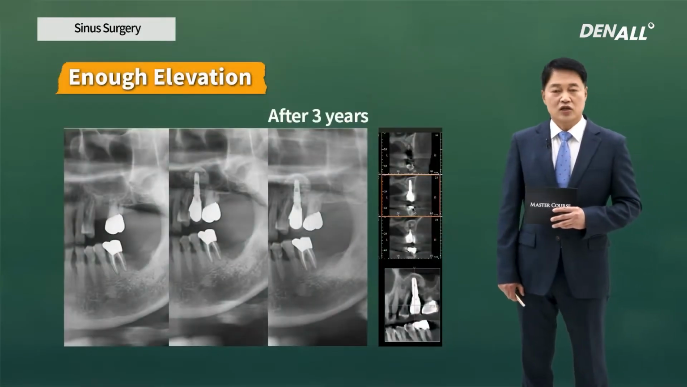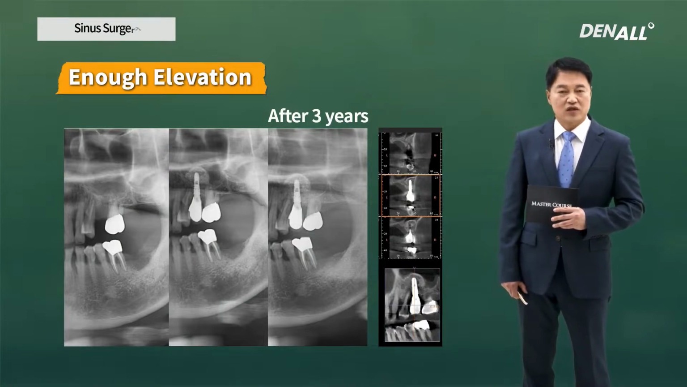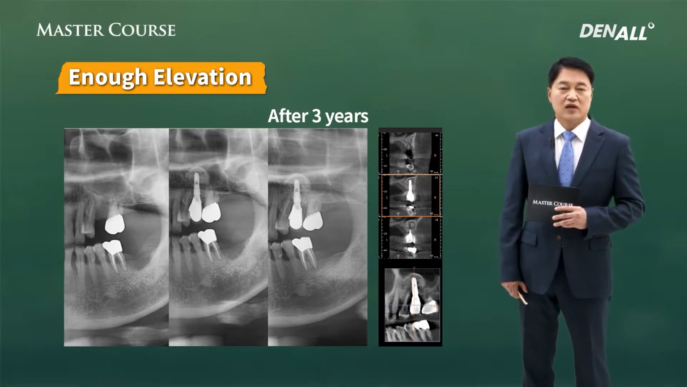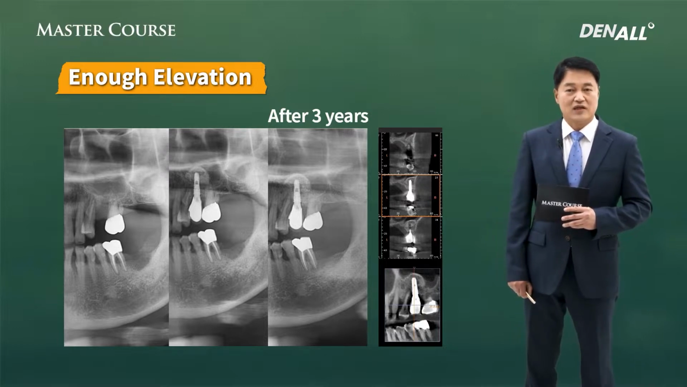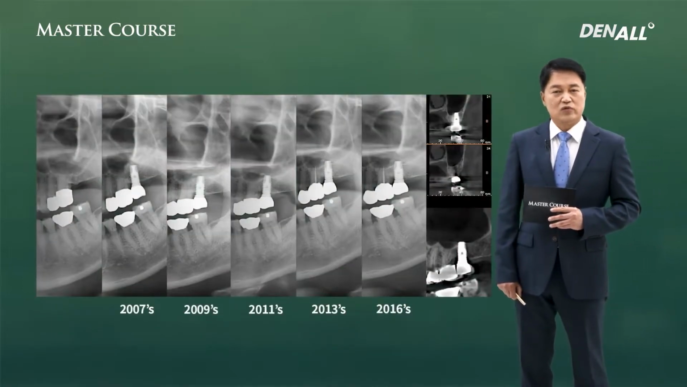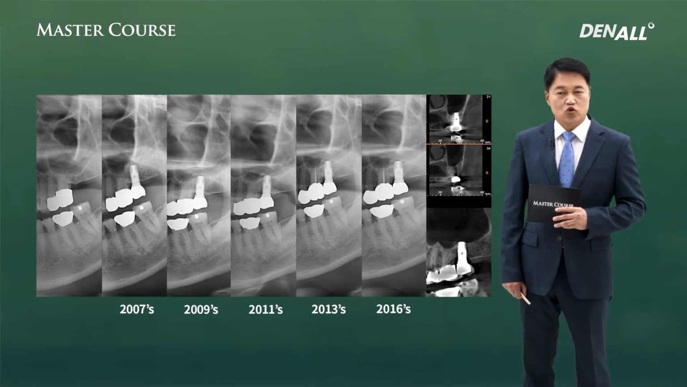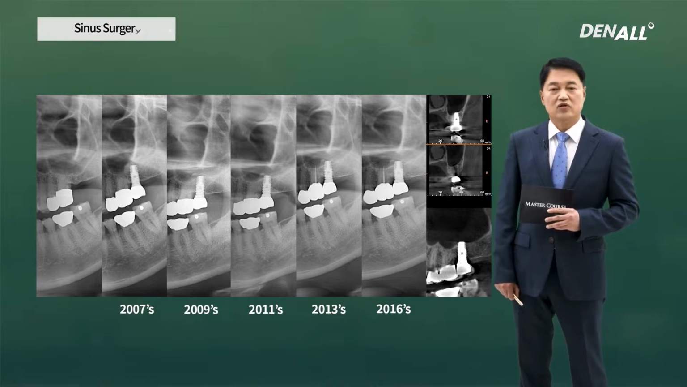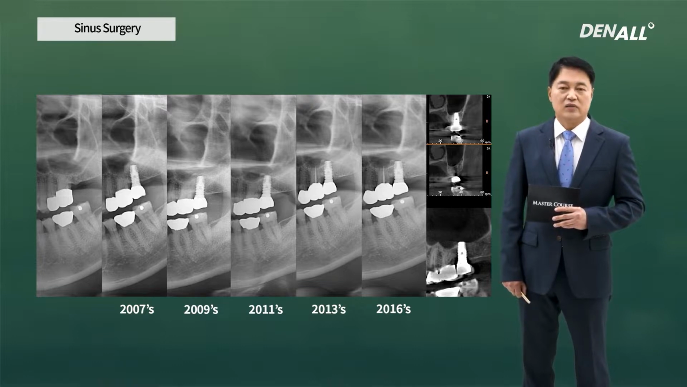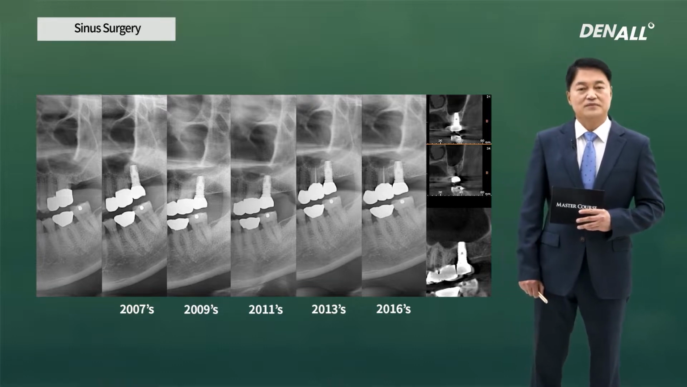When you do the lift, you need to do it sufficiently, or else with time, pneumatization can occur and the area can collapse. So when you do membrane lift, you need to do it sufficiently. As shown, sufficient lift was not done in number 27. With time, pneumatization occurred and you can see it collapsing. In order to prevent this, when you lift the membrane in all directions, sufficient lift should be done, and then bone graft should be done.